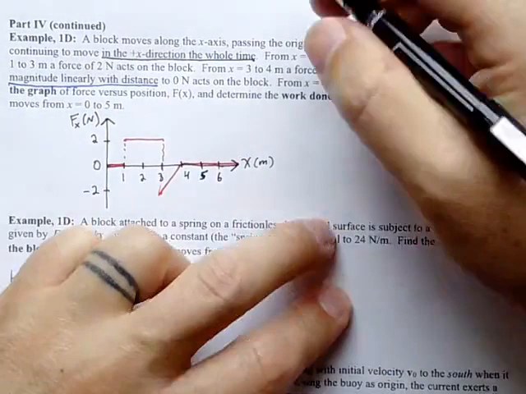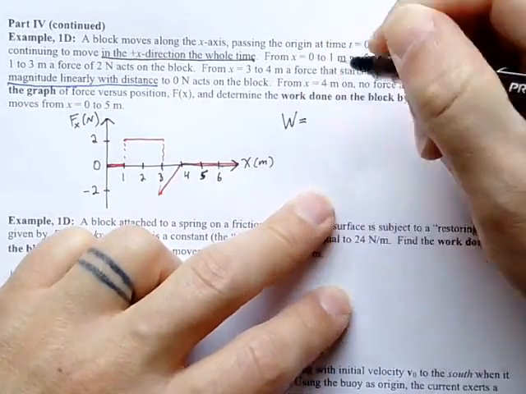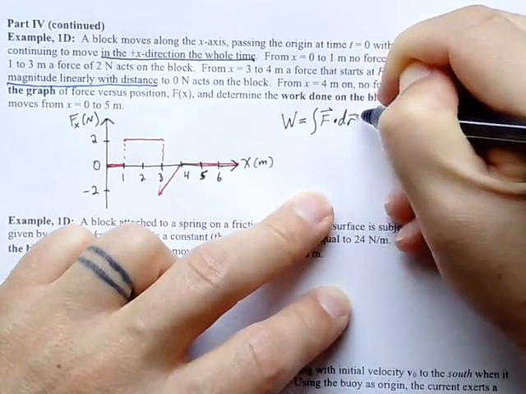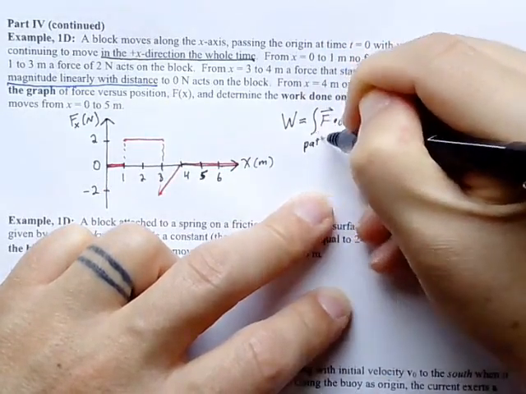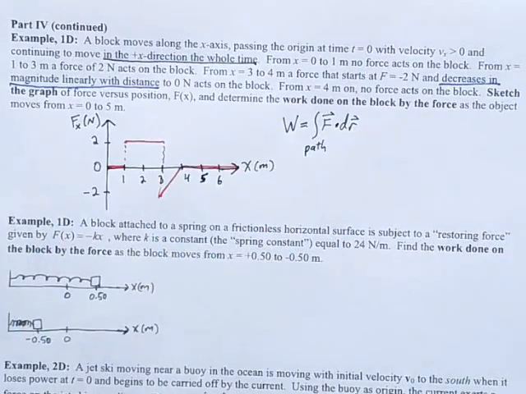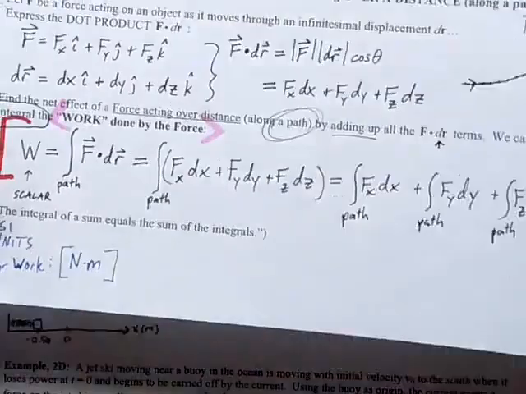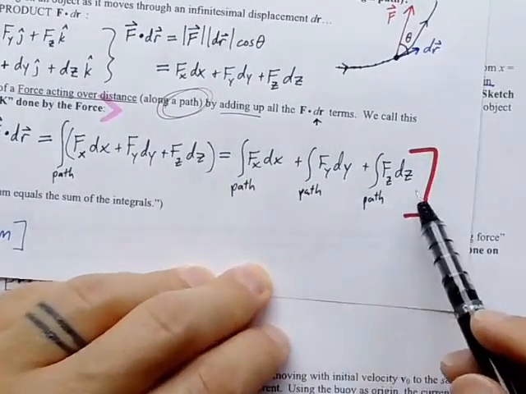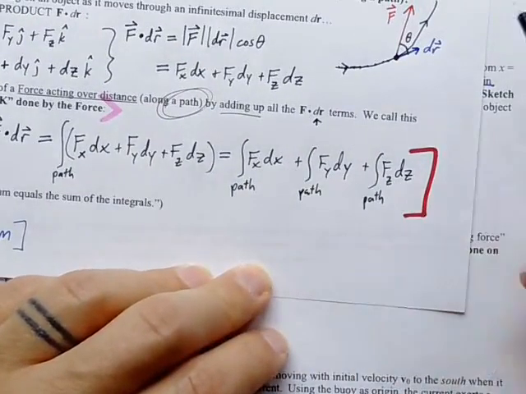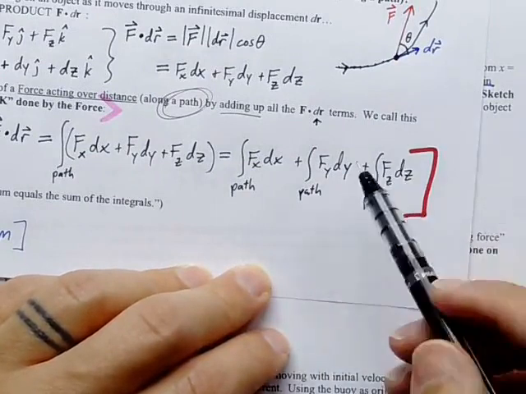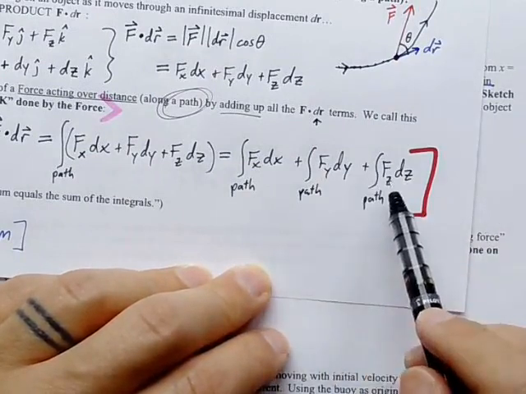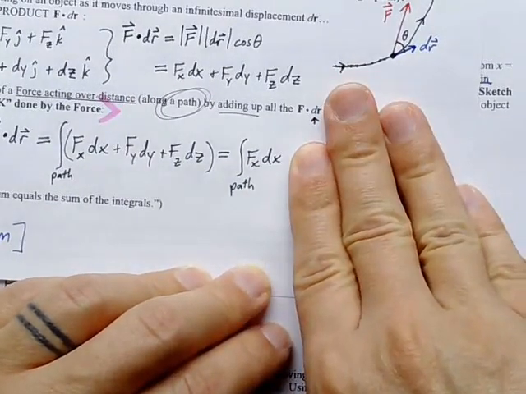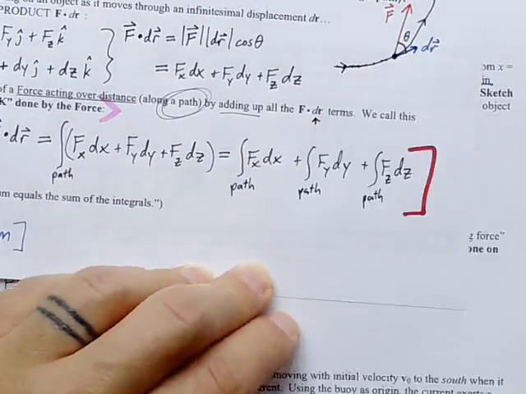Okay, the work done, capital W for work, will be f dot dr along that path. Okay, looking at our definition here, f dot dr along that path can be broken up into these three separate integrals if we're moving in 3D, but our force has no y component and no z component. Those are both 0, so both of those integrals would vanish, and we would just be left with the integral of fx dx along the path.